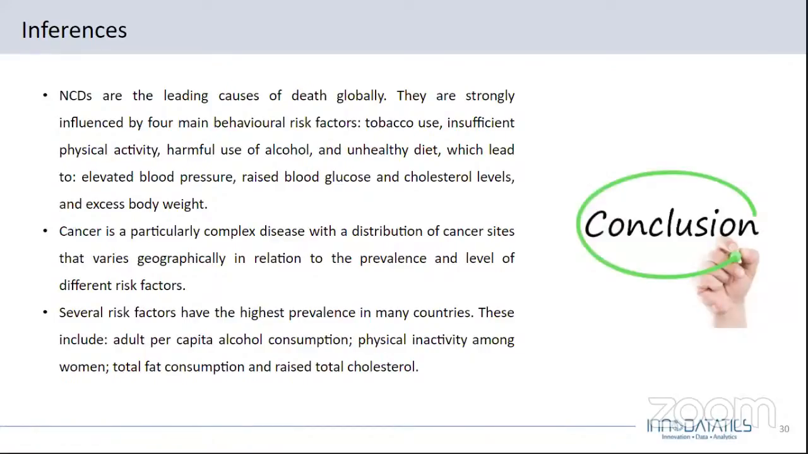Hello everyone. Here we are discussing the NCDs. NCDs are the leading cause of death globally. They are strongly influenced by four main behavioral risk factors: tobacco use, insufficient physical activity, harmful use of alcohol, and unhealthy diet, which lead to elevated blood pressure. Now I am coming to the conclusion. Here we understand that we have to increase physical activity and healthy diet to make humans healthy, so that it decreases the mortality rate. Next slide.